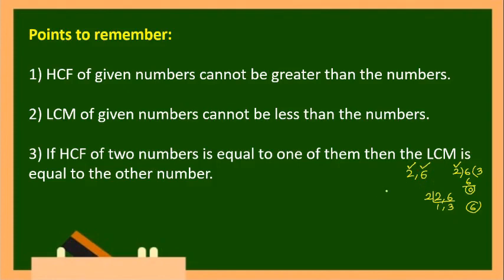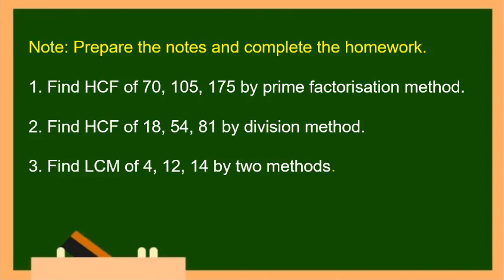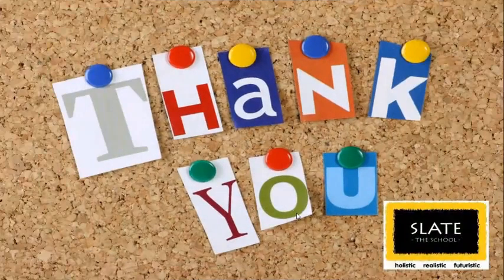Okay. Next point, the HCF of two numbers is always a factor of their LCM. You can see here 2 is a factor of 6. Clear? You need to note down all these points and complete your homework. And these three problems you need to solve. Clear? If you have any doubt, you can ask your teacher. Thank you.